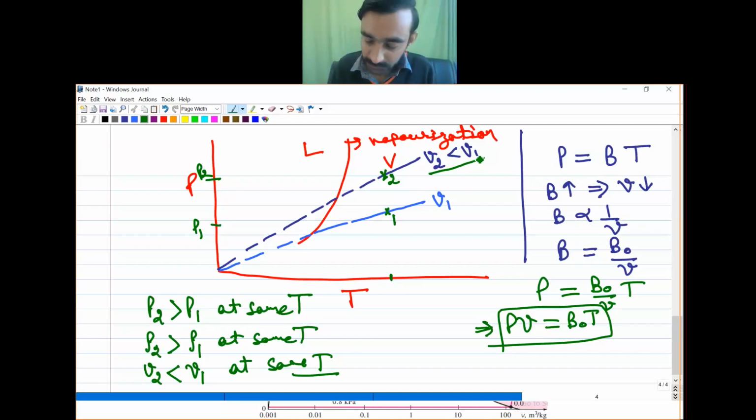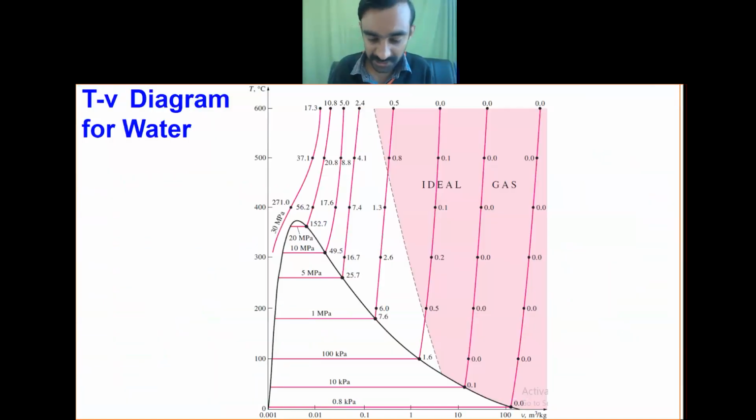So the main idea is that we have Pv equal to B naught into T. So it means that under certain conditions our steam also behaves identically to an ideal gas. What are the conditions under which it behaves as an ideal gas? Let us see from this particular slide.